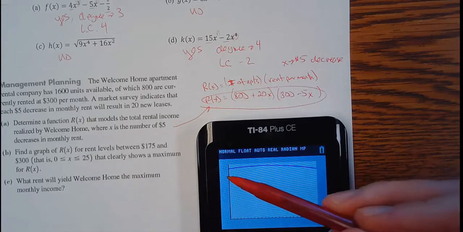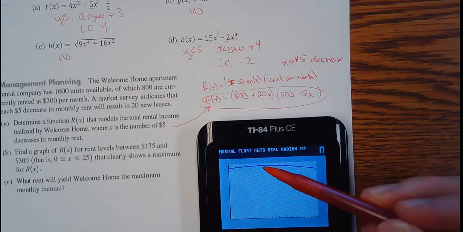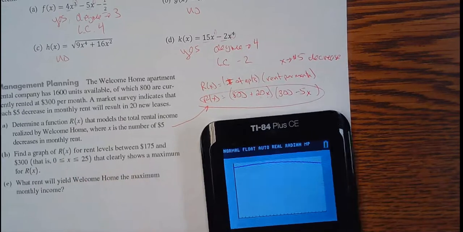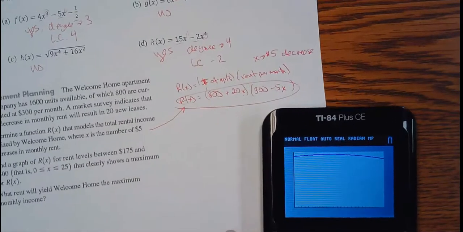So you see there's a definite peak here. There's a definite maximum right here. So I'm going to find my maximum. It clearly shows. So that's pretty much it. That was part B, making the graph.